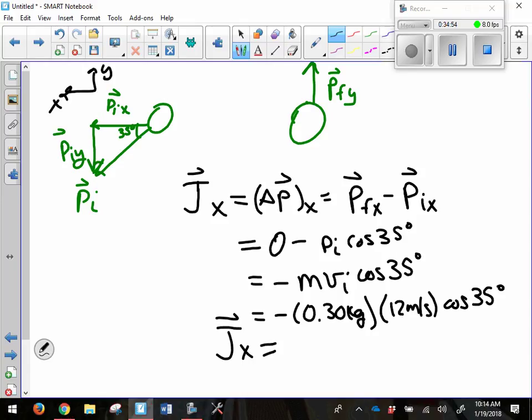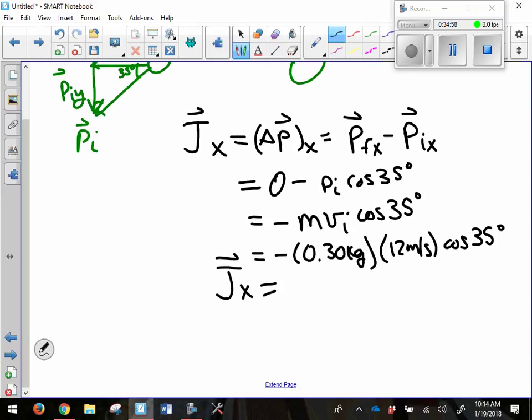Because that was the initial velocity of the ball. Nope, that's afterwards. I believe. I could be wrong, but... So negative 2.95. We'll keep an extra sig fig around because it's not a final answer. And what are my units going to be?